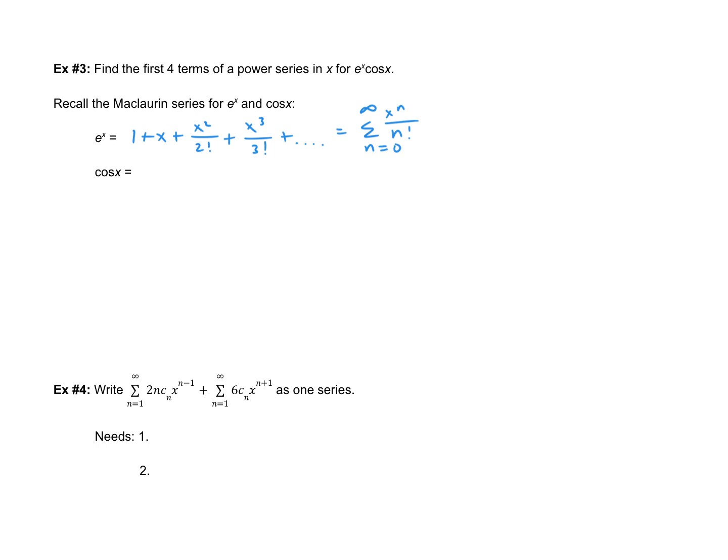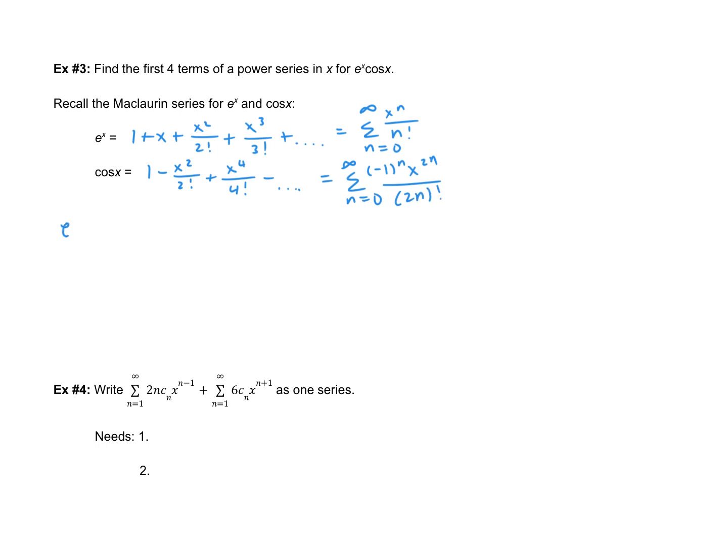Okay, cosine x then is 1 subtract x squared over 2 factorial, add x to the 4th over 4 factorial, so on and so forth. And so that is the series from n equals 0 to infinity of negative 1 to the n, x to the 2n over 2n factorial.